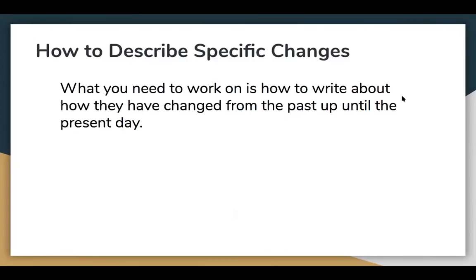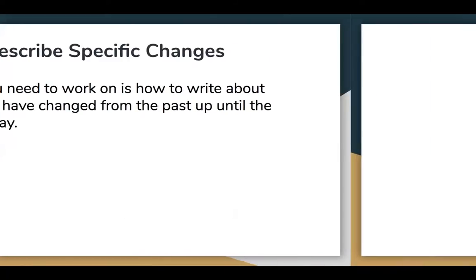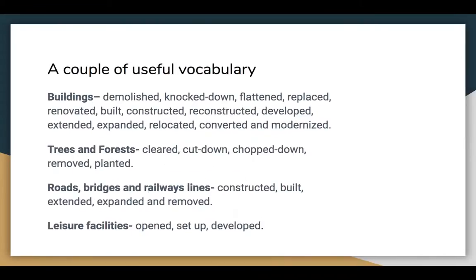And thirdly, the ability to describe a change is crucial to answering this question. The various buildings and features will normally be labeled for you. What you need to work on is how to write about how they have changed from the past up to the present day. And below, I will list a couple of useful vocabulary. Yes. Yeah, you can see a couple of useful.